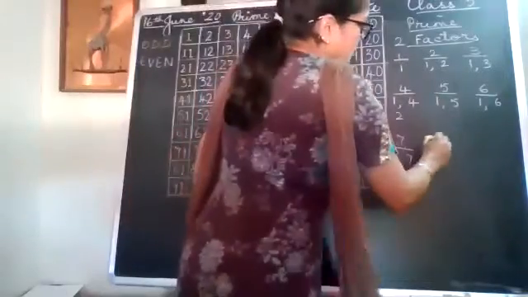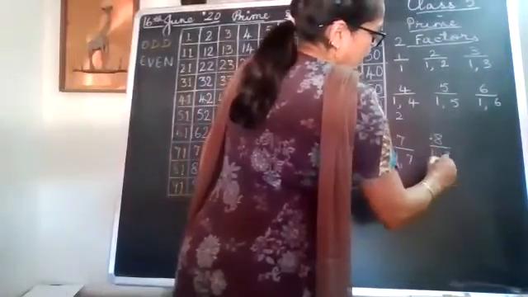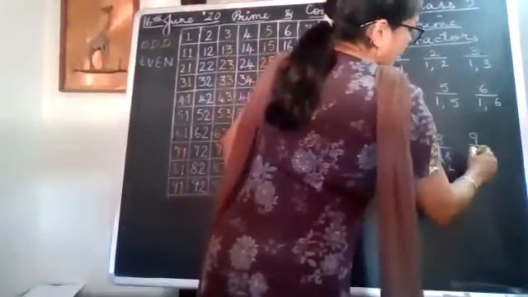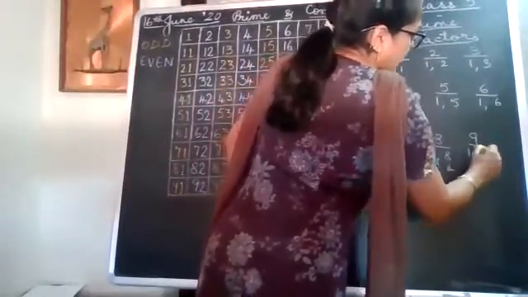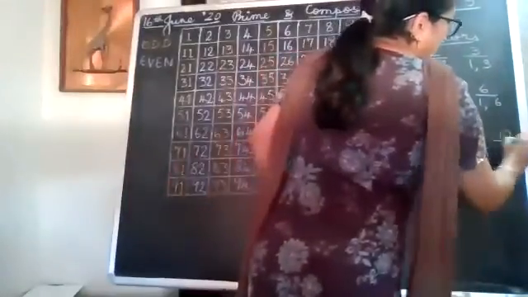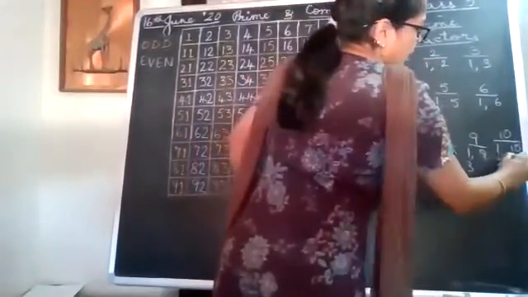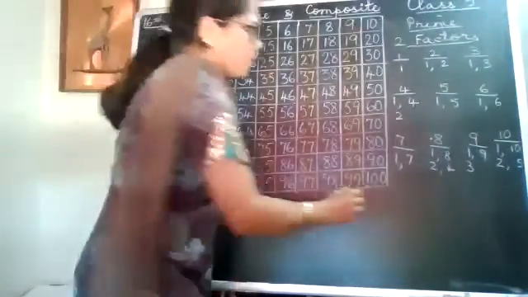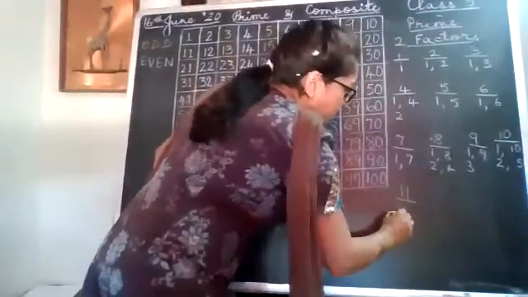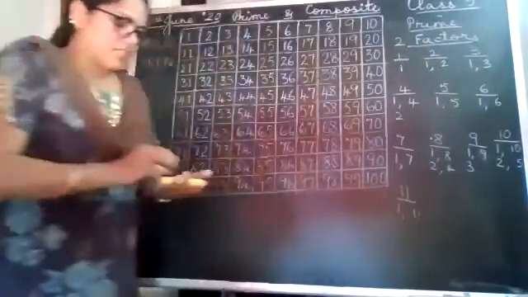Then for 8: 1, 8, 2 4s are 8. Then factors of 9: 1 9s are 9, 3 3s are 9. So 3 factors of 9. Then factors of 10: 1 10s are 10, 2 5s are 10. That's it. No other factors of 10. Like this, if we keep finding the factors of numbers, what do we see?